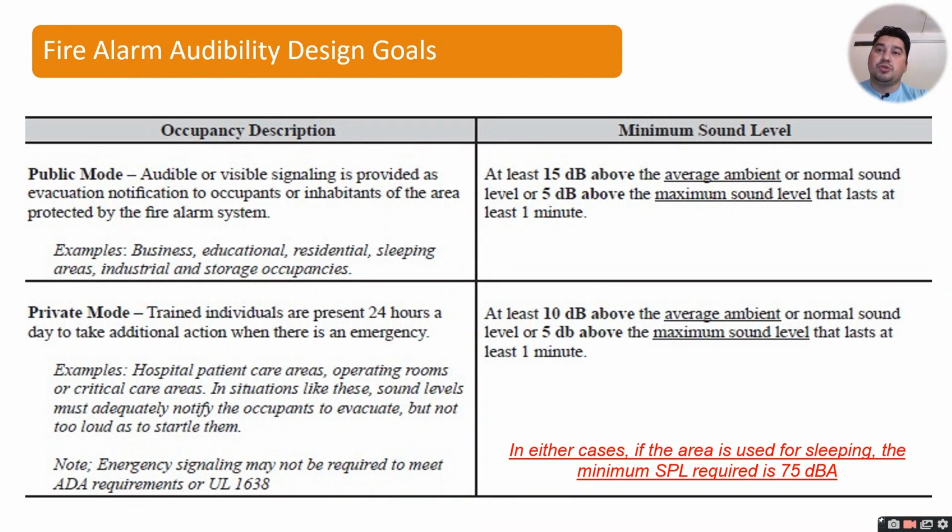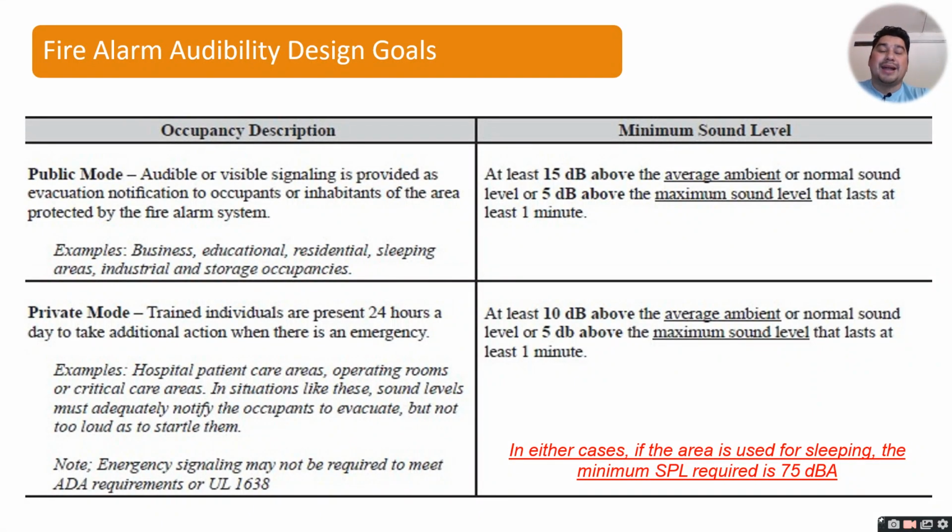Private mode: trained individuals are present 24 hours a day to take additional action when there is an emergency. When it is a private building, there are trained fire wardens, first aiders, and a fire emergency team, ready to take action. Examples: hospital patient care areas, operating rooms, or critical care areas. In situations like these, sound levels must adequately notify the occupants to evacuate, but not be so loud as to startle them. Note, emergency signaling may not be required to meet ADA requirements or UL 1638.